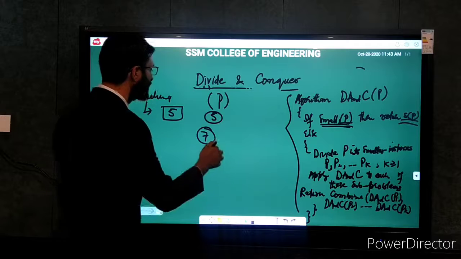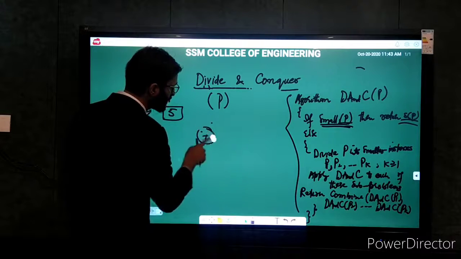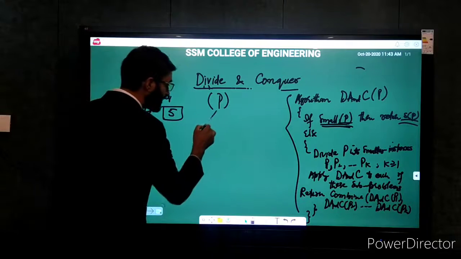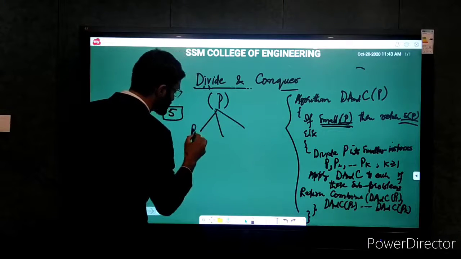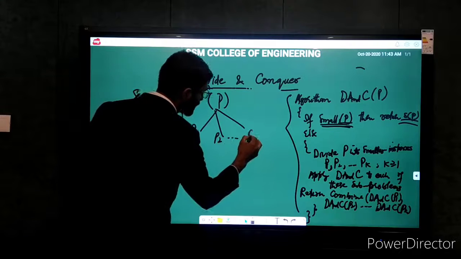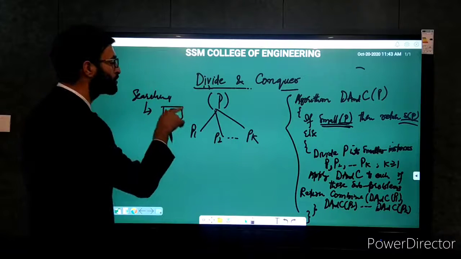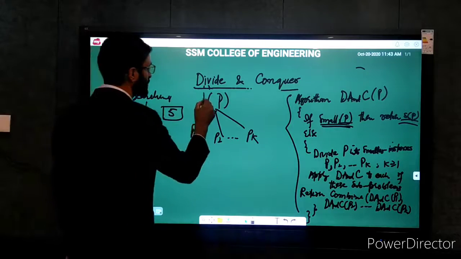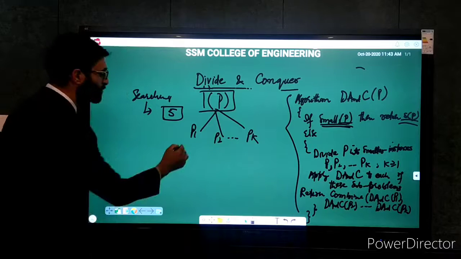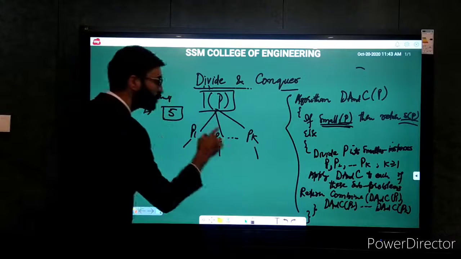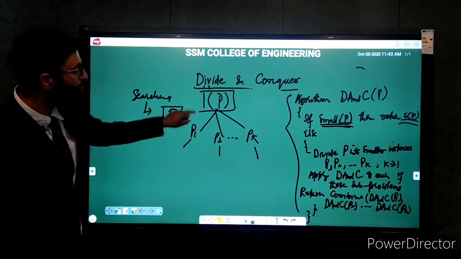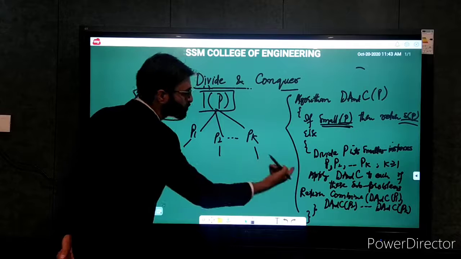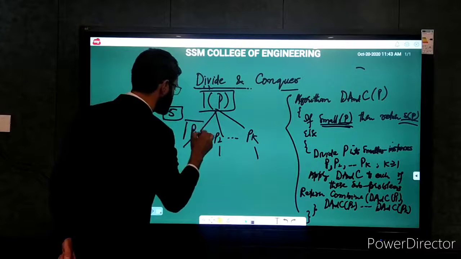Else what we will do? We will divide this p into smaller instances, sub problems of the same type. Again I am repeating, when we are dividing this problem into smaller instances, let us suppose p1, p2, and so on up to pk, these sub problems should be of the same type. It is not like I am giving you an example of searching, and then the sub problems might not be searching. The sub problems should be of the same type. I am dividing p into smaller instances, p1, p2, and so on up to pk, right?